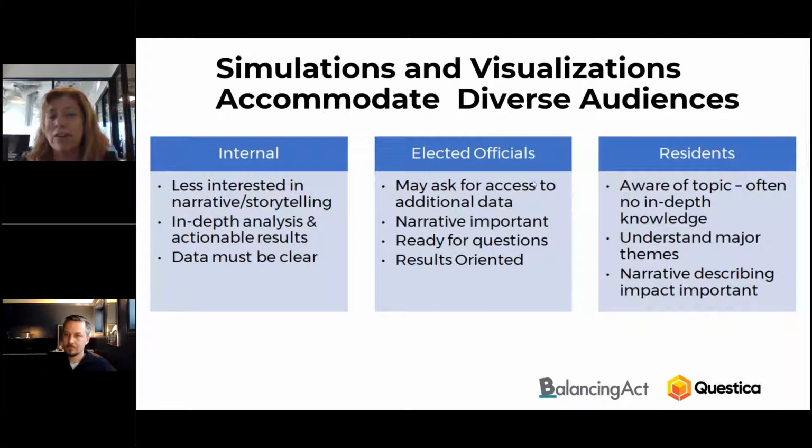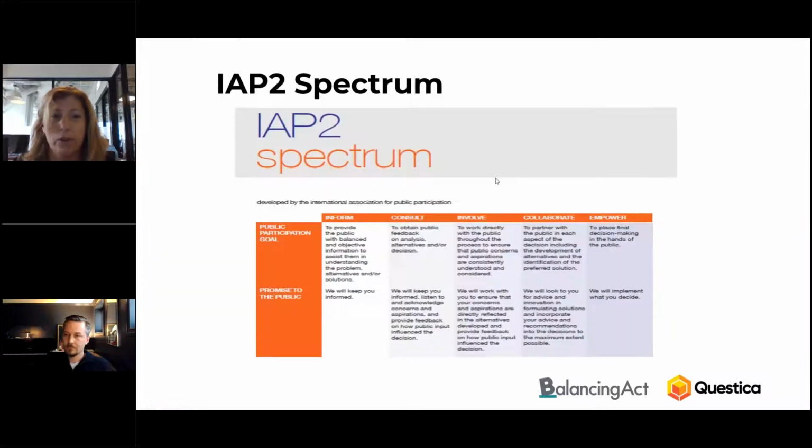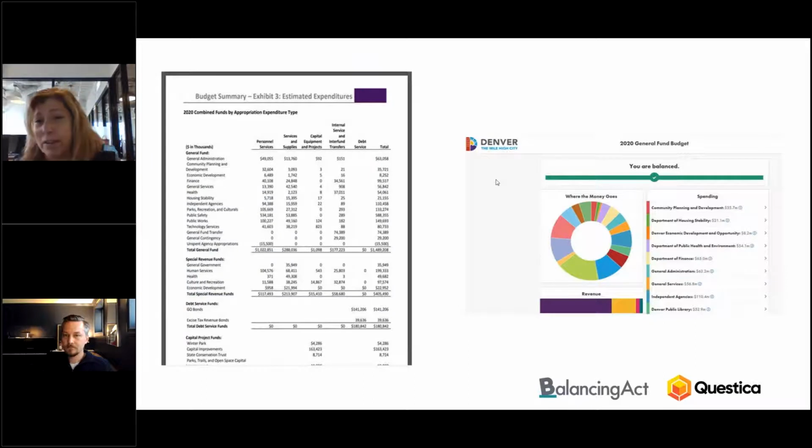So as you're thinking about software and simulations and visualizations, they do have to accommodate diverse audiences. I just thought this was fun. This is Denver's general fund budget, and on the left is a page from their budget book, and on the right is our software. As you can see, when we're looking at a budget summary, for most of you on the left, you're like, oh, that's how we do ours. If I look at it, I have to spend some time deciphering it, and instead, I could easily access a simulation or a visualization that is much less of a commitment for me as a resident.